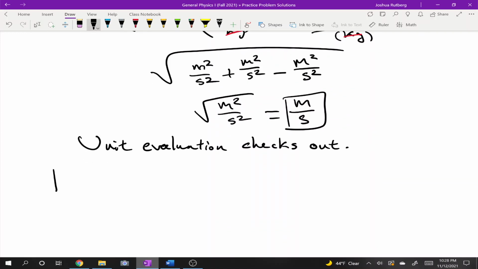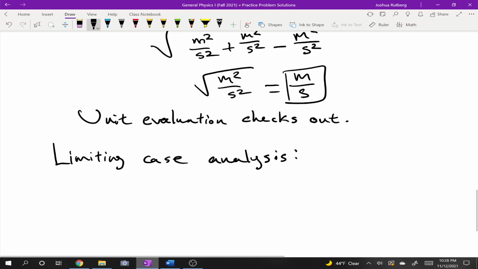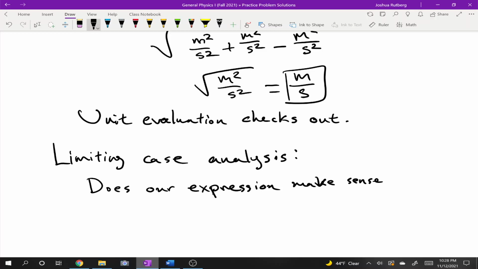Now the next thing that we're doing is limiting case analysis. Limiting case analysis is asking ourselves this question: does our expression make sense for certain values of each quantity?